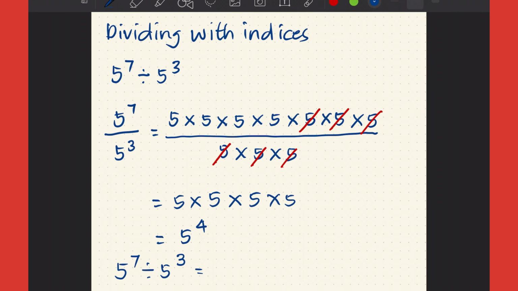Do we notice something? To get 5 raised to the power of 4, look at the exponent 4. So what do we do with 7 and 3 to make it 4? We do 7 minus 3, so that is 4. So 5 raised to the power of 4. So in other words, we subtract the exponents.